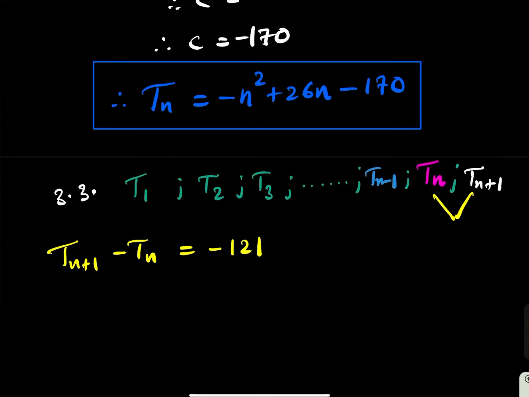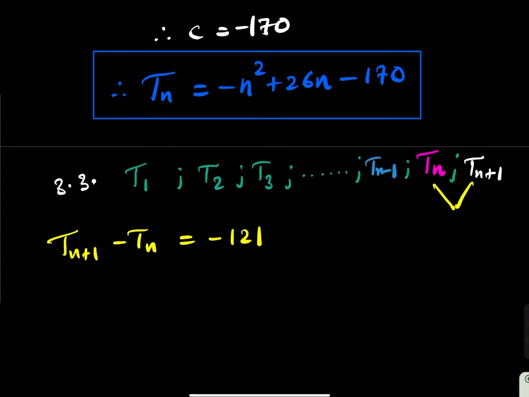So you have Tn. Tn is this one. And then Tn plus 1. This is your Tn. And then Tn plus 1, it means you're going to put n plus 1 in the position of n in that equation.